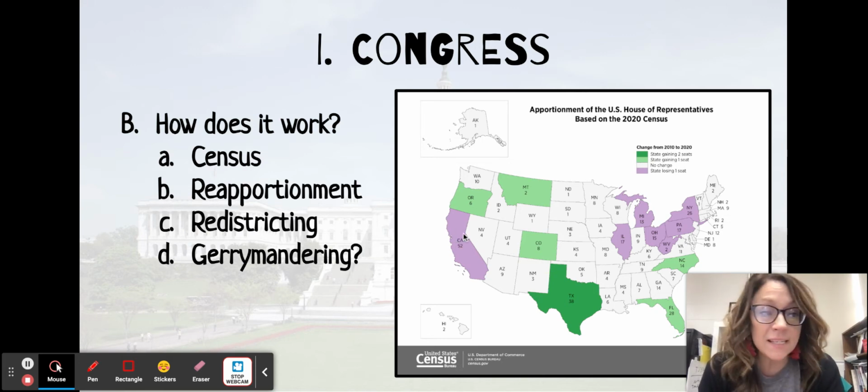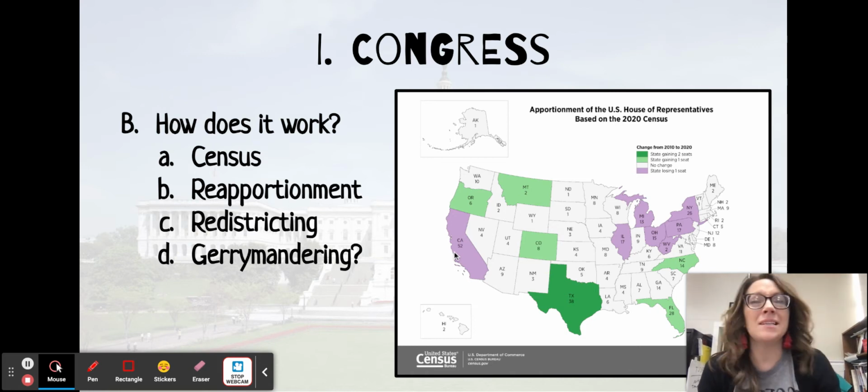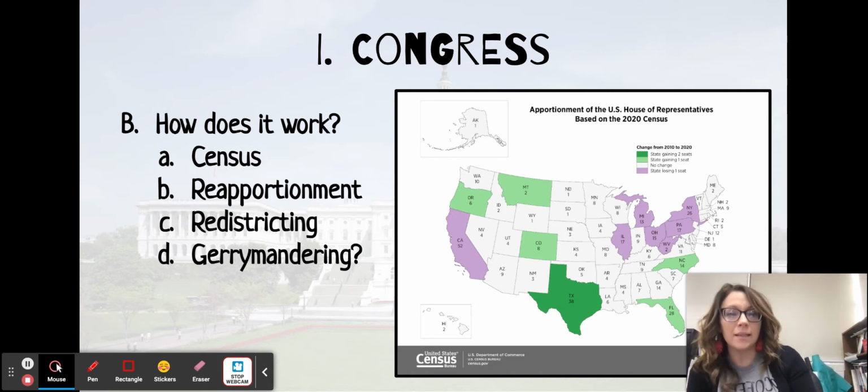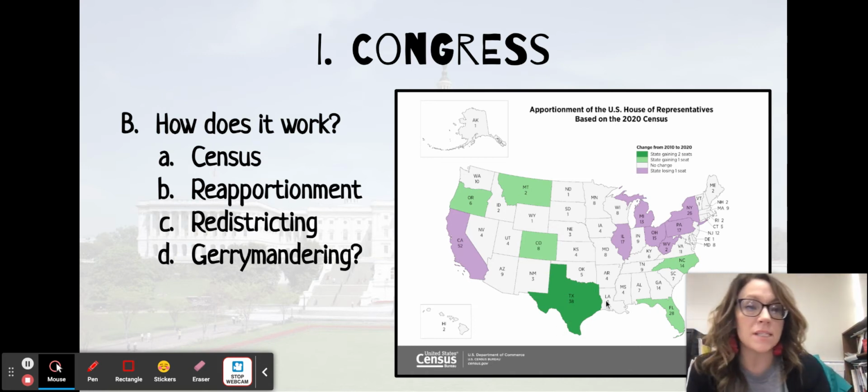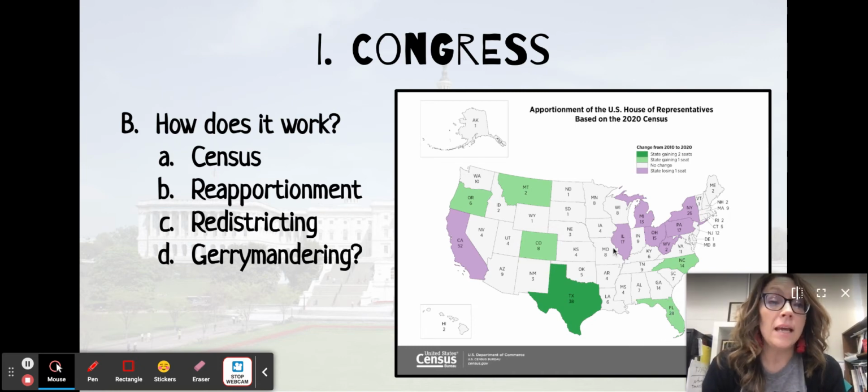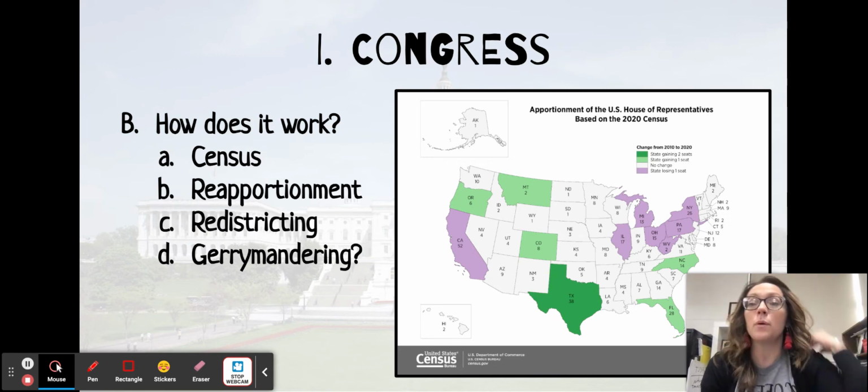Now, this does not mean that California's population decreased. It just means that it didn't increase as dramatically as a state like Texas or a state like Florida, which gains a seat. Illinois is going to lose a seat. Missouri staying the same as we have been, okay?